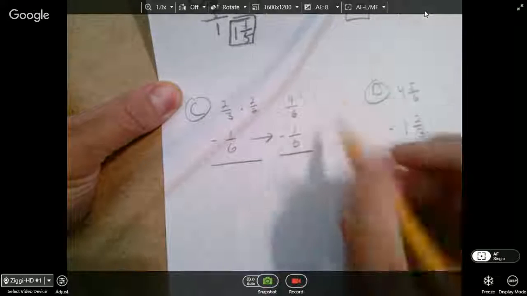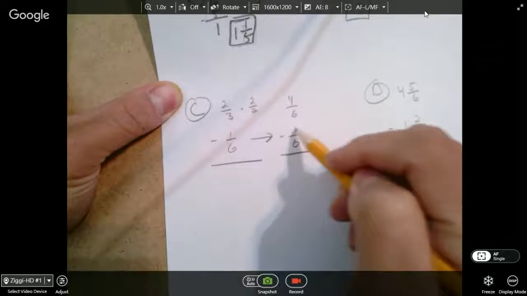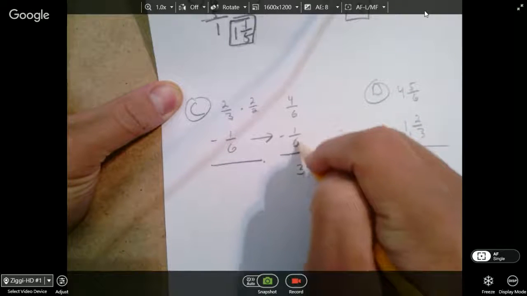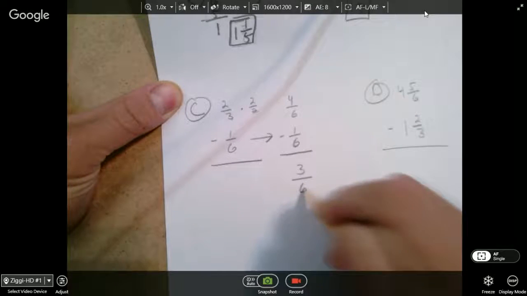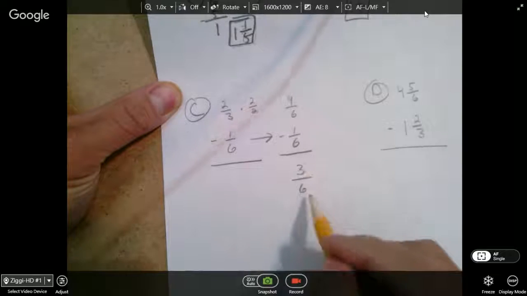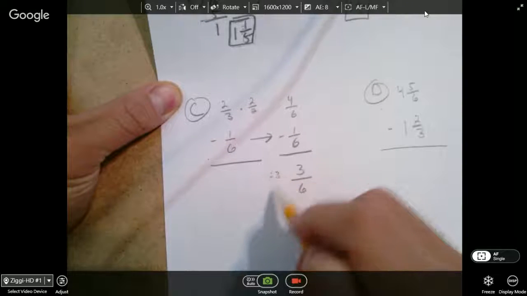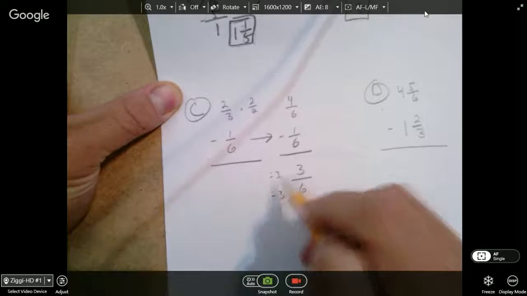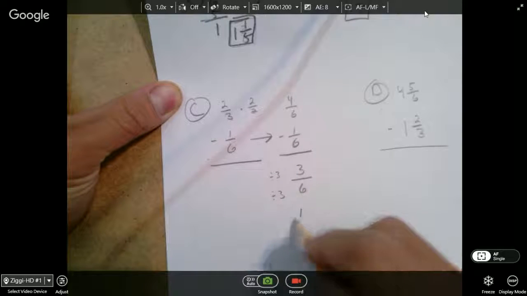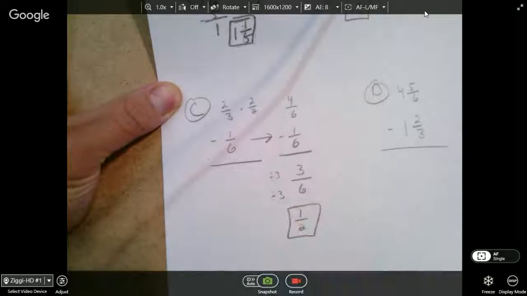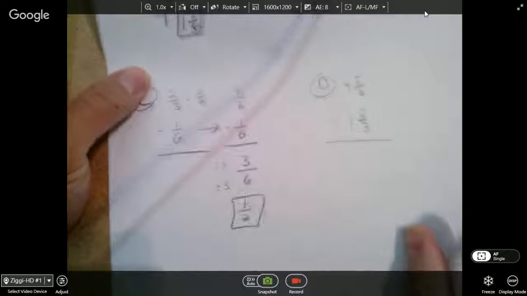Okay, so now let's subtract. 4 minus 1 is 3. And 6 is a common denominator, 3/6. And 3/6 is the same as 1/2, common factor of 3. Right? 3 divided by 3 is 1. 6 divided by 3 is 2. Okay?